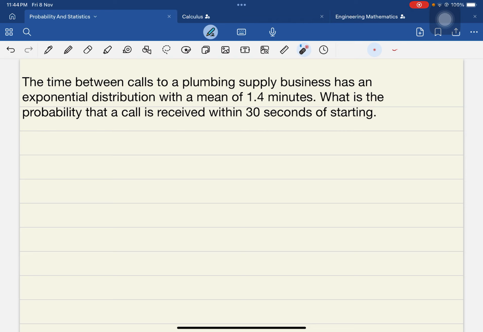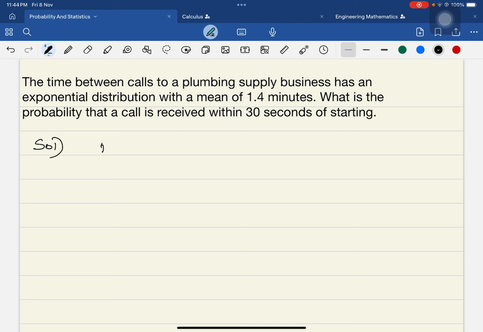Then what is the probability that a call is received within 30 seconds? Here the mean is given in minutes and the unit is changed to 30 seconds. So we have to change that into minutes and then solve the problem. Let us now see the solution.